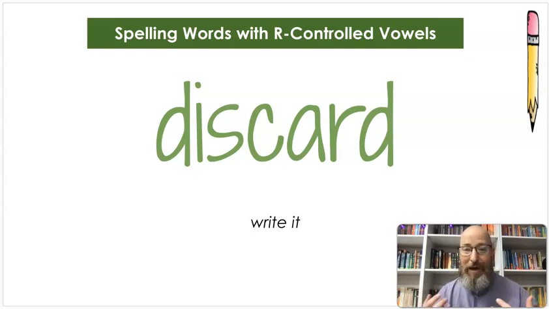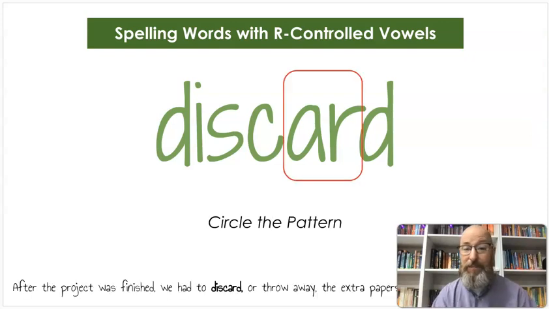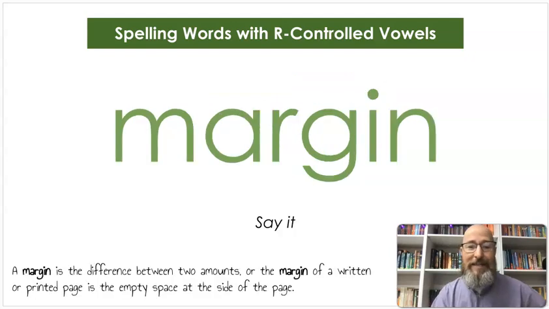And of course, as usual, I'll spell it out loud so you don't have to look at the screen. D-I-S-C-A-R-D. And of course, the R-controlled vowel is A-R. Says R. After the project was finished, we had to discard or throw away the extra papers. In case you haven't noticed, I will start with the definition and end with a sentence for each word as well. Our next word is margin.